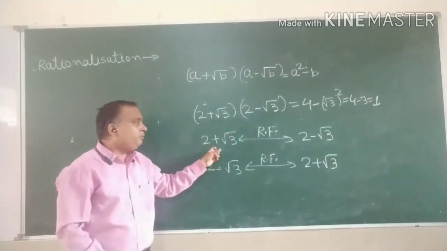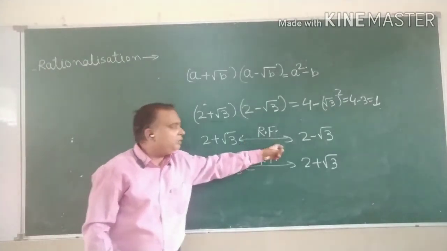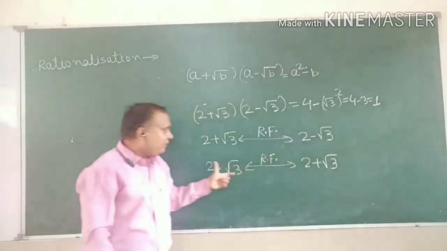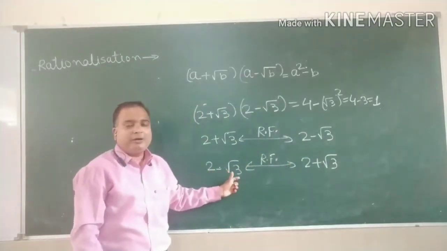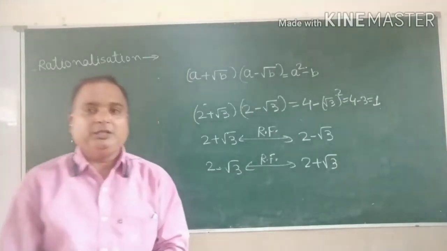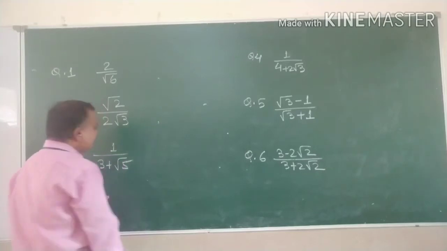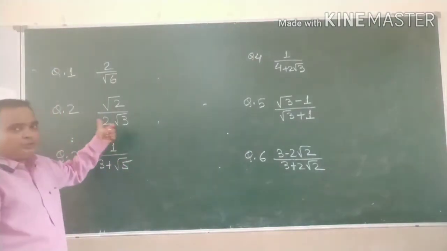If the number is 2 plus root 3, what is the rationalizing factor? The rationalizing factor will be 2 minus root 3. If the number is 2 minus root 3, what is the rationalizing factor? Then the factor will be 2 plus root 3. Now we solve some questions. Now we have to rationalize the denominator in the following questions.